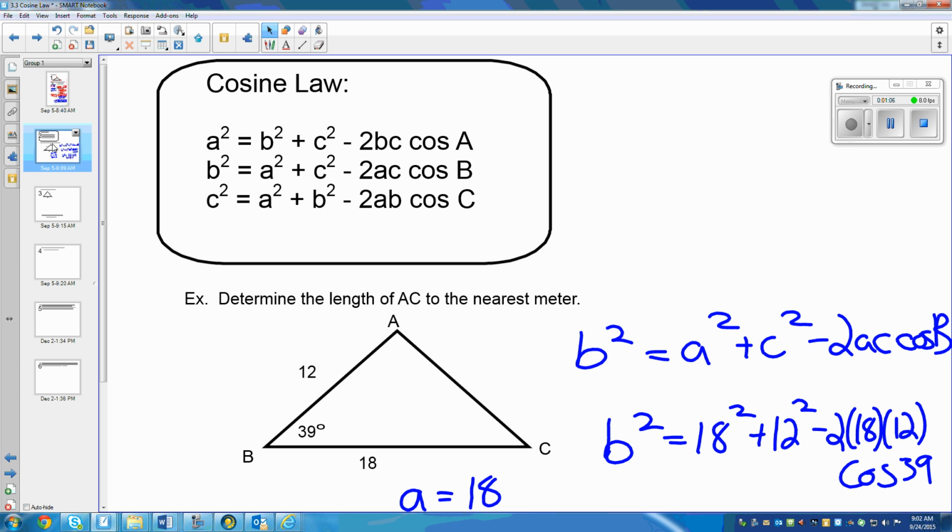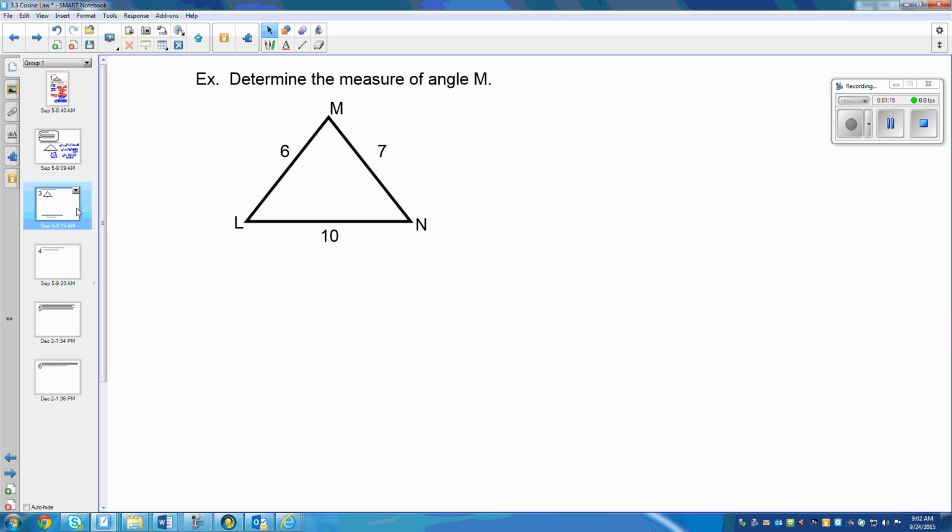Okay. The mistakes come in when we are given three sides. So we're going to look at the three-side question right away here. And so if you look here, we got triangle LMN. And it says, determine the angle measure of M. Okay? So we want to find angle M. So that is this angle right there. Okay, that angle up there.